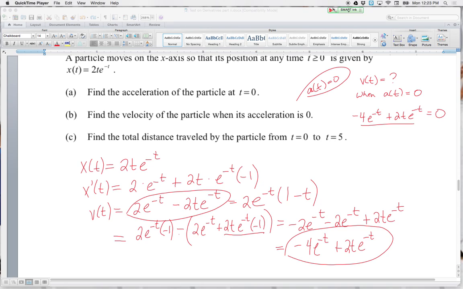All right. What if we just were making this and plugged it into the wrong one? We plugged it into velocity. What did you plug into velocity?